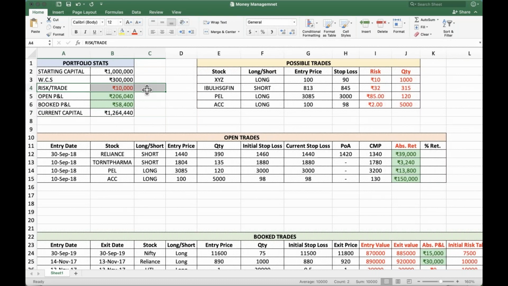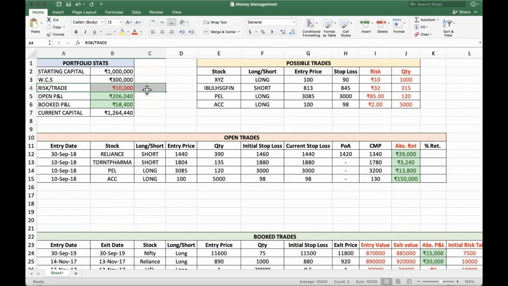Now, this is where a question mark comes, that I started trading and I decided I'm going to take 10,000 as a risk per trade. Now I have traded well and I have increased my 10 lakhs to, let's say, 12 lakhs, 12.5 lakhs. Okay. So should I continue to take 10,000 as my risk per trade, or should I take a little more risk? Can I take a little bit of more risk?